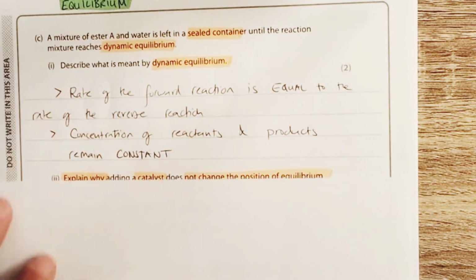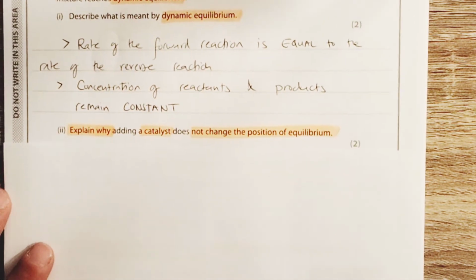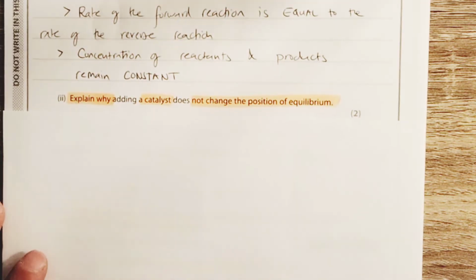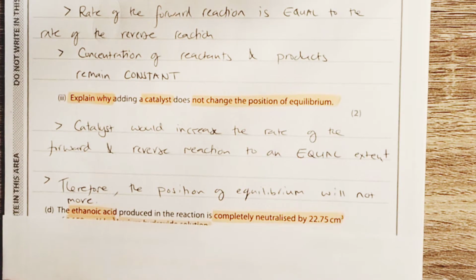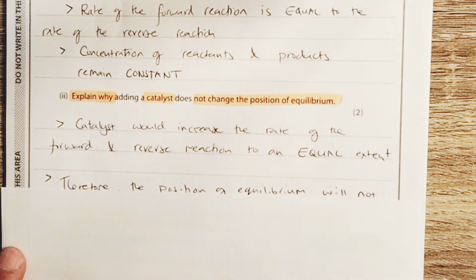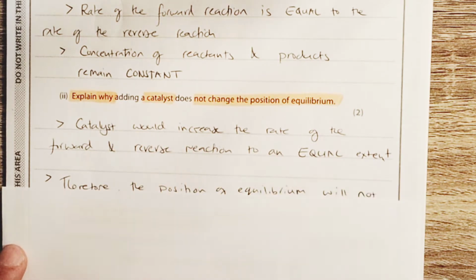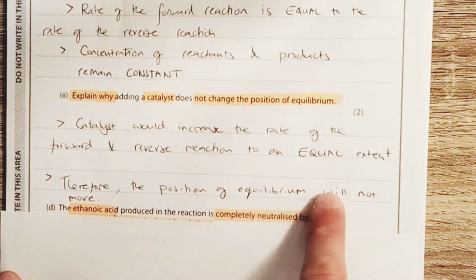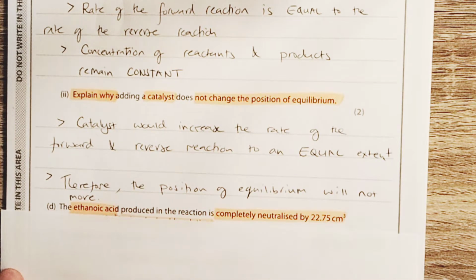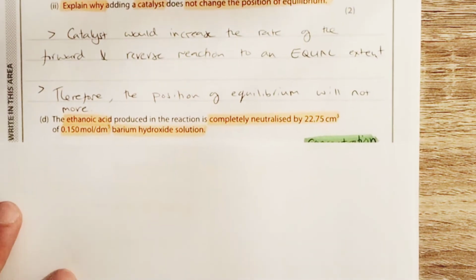Next, we're being asked why adding a catalyst does not change the position of an equilibrium. Well, that's because whilst catalysts do increase the rate of reaction, they increase the rate of the forward and reverse reaction to an equal extent, or by equal amounts, and therefore the position of the equilibrium will be unchanged, will not move. Next comes a calculation.